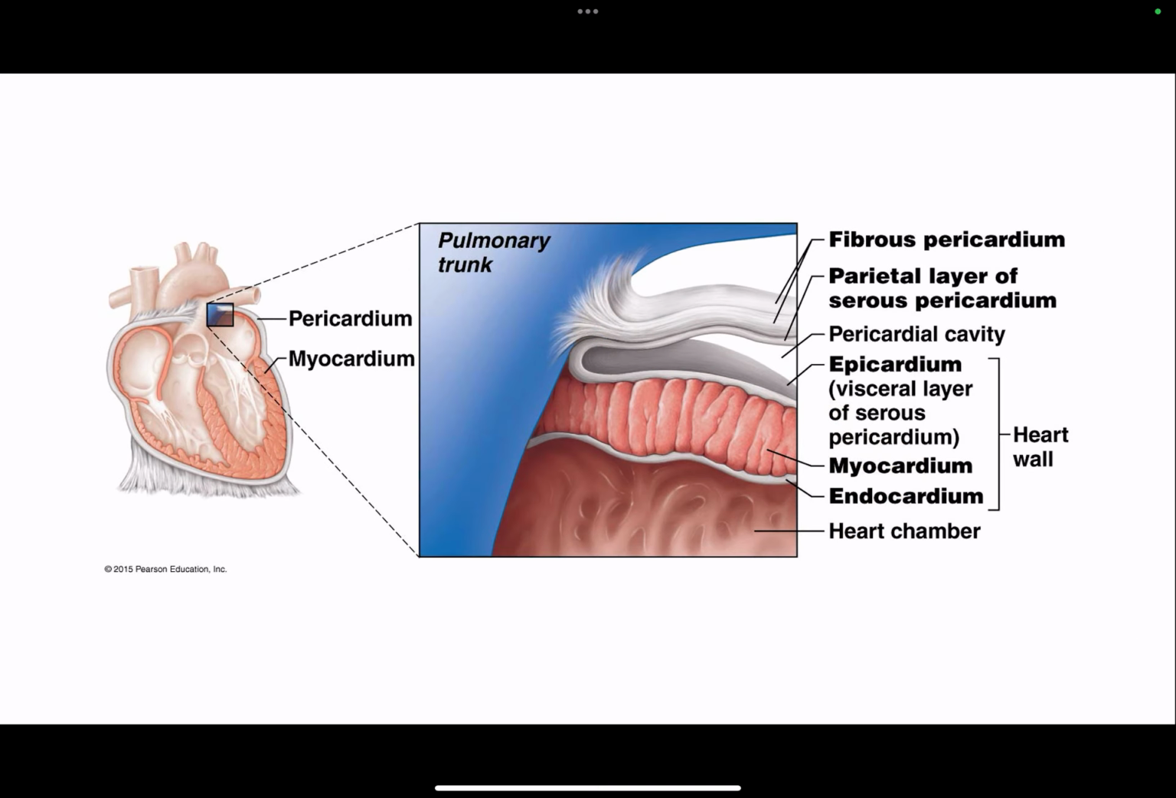So then again, we have the epicardium, which is the outermost layer. All of this is the myocardium, and then the endocardium is going to be the inner layer. Again, it's the inside of the chamber that's going to actually touch the blood that flows through the heart. So epi means above or outside, so it's the outermost layer. Endo means within, so it's going to be the innermost layer.